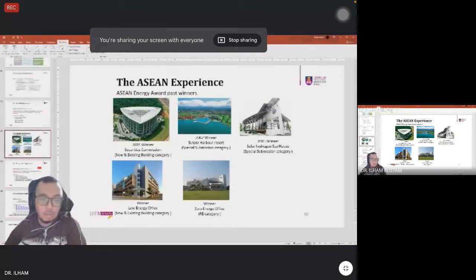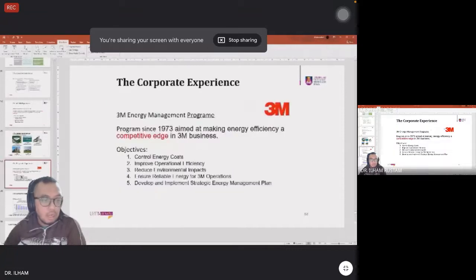I was amazed. Okay, and then the corporate experience, we look at the 3M Energy Management Program. It has been established since 1973. 3M is a big company. For those who get the chance to work at 3M, I think you would be able to travel the whole world because 3M has offices almost everywhere. So basically, 3M as a corporation tries to control energy costs to improve operational efficiency, reduce environmental impact and so forth. So read it yourself. Nothing much, just to let you know.